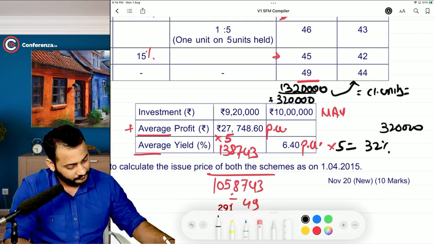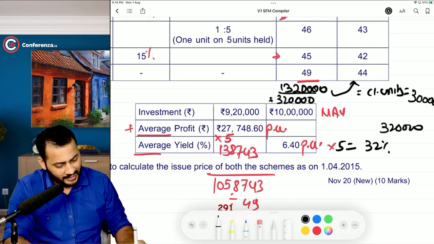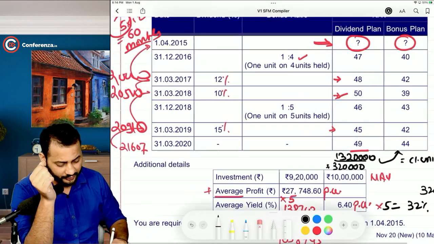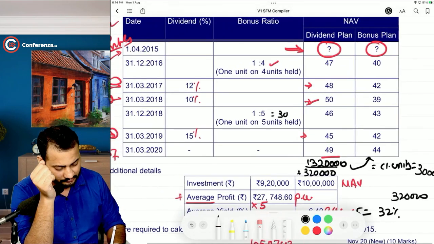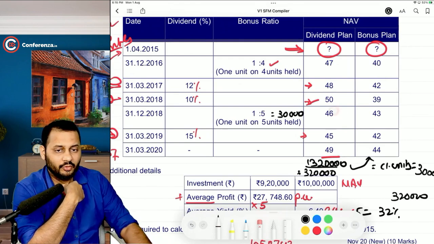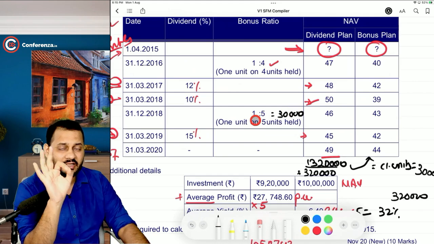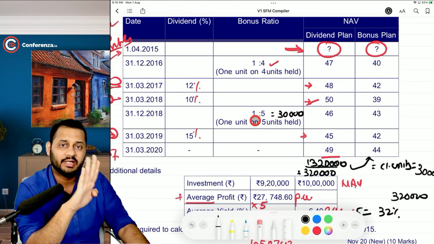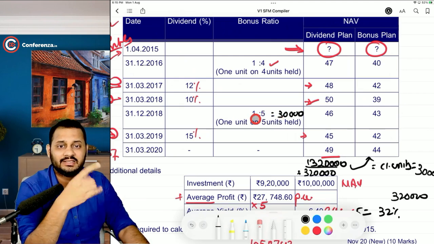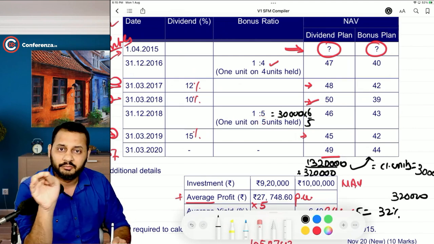Am I right? That comes to 30,000. And this calculation is very easy, sir. See, 30,000 is the closing units after this bonus issue. And at that time, what happened? If you were holding 5 units, you received one more. That means it became 6. Earlier it was 5, it became 6. So 30,000 divided by 5 plus 1, 6. 30,000 divided by 6 multiplied by earlier was 5. 30,000 multiplied by 6 by 5. Simple, you will get the previous figure.